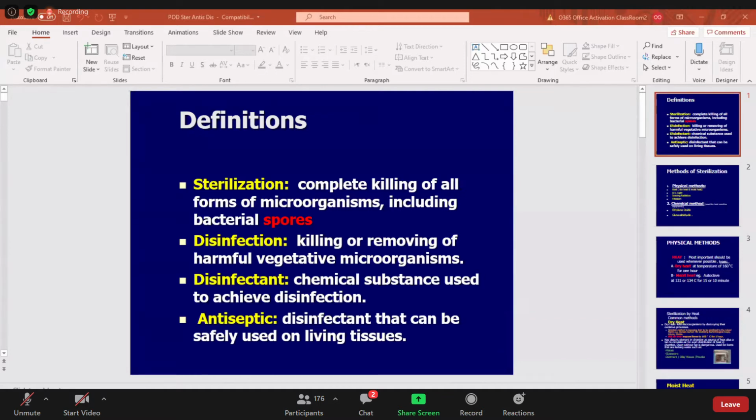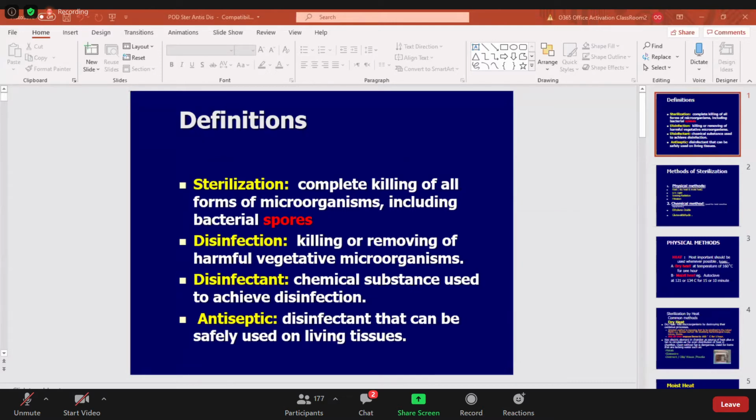Now, when you talk about disinfectant, it means you minimize or reduce the number of microorganisms. You don't remove all the organisms, and you may be left with sporing bacteria or organisms that are difficult to get rid of. So disinfection is actually killing or removing the microorganisms, and it could be applied by chemical substances to achieve that. I will mention a little bit. When you talk about antiseptic, both are the same, but antiseptic is usually used for living tissues.